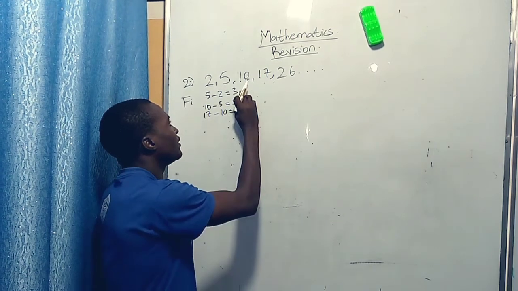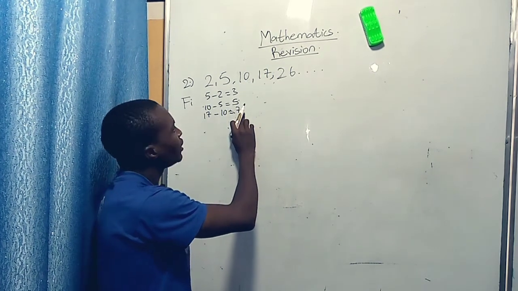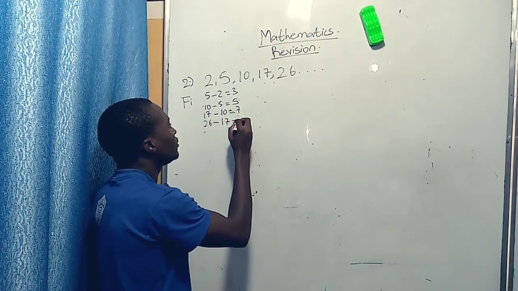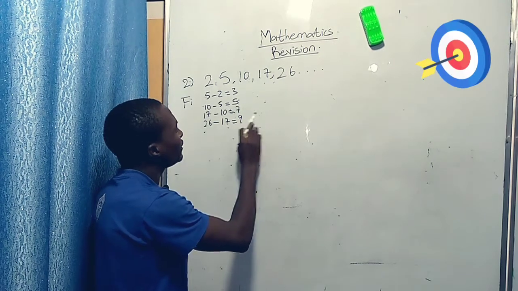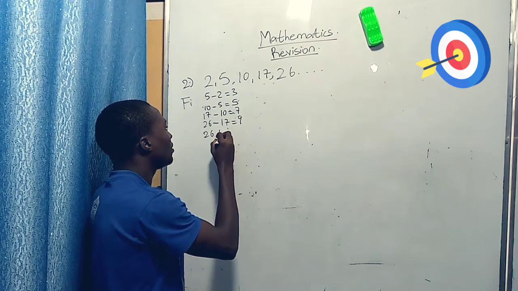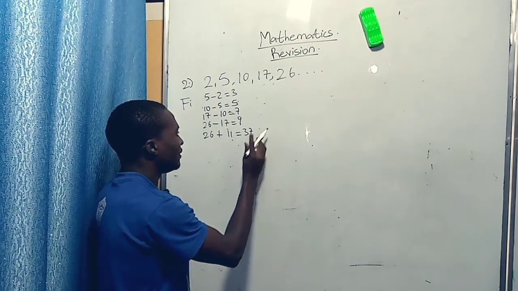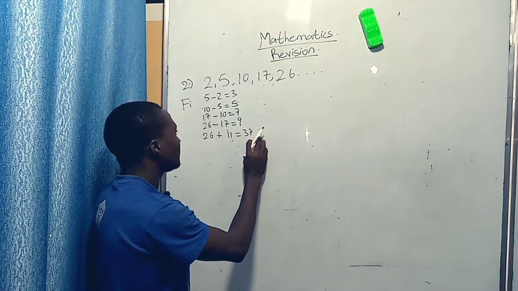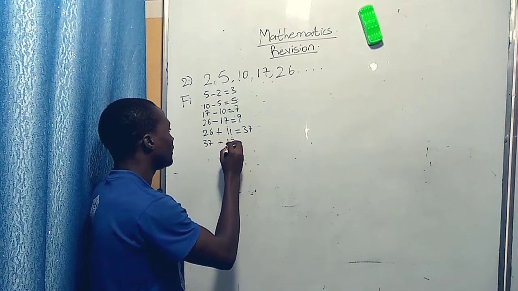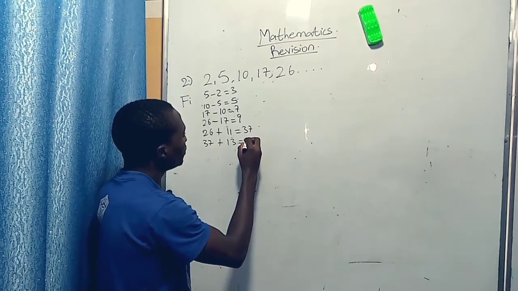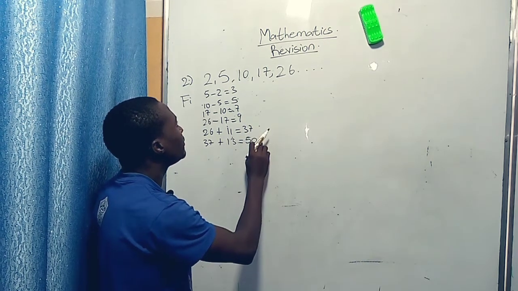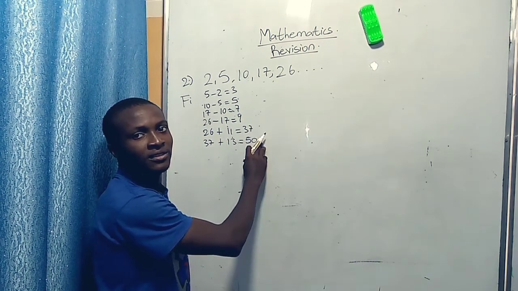This means that the difference is increasing by 2, which clearly means that the next one will be 26 minus 17, which is equal to 9. It means the next difference is going to be 11. So my next number is going to be 26 plus 11, which is equal to 37. And the next one is going to increase by 2 also. So I'm looking at 37 plus 13, which is equal to 50, which means that my seventh term becomes 50.